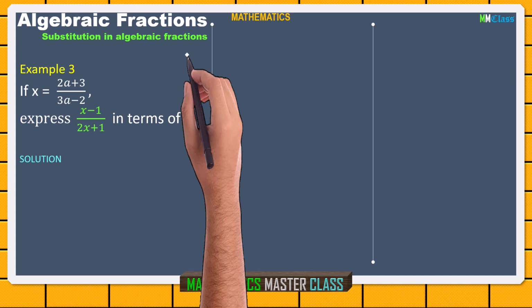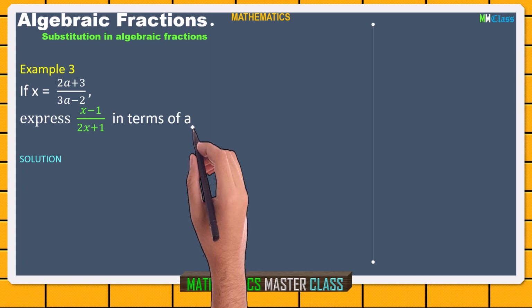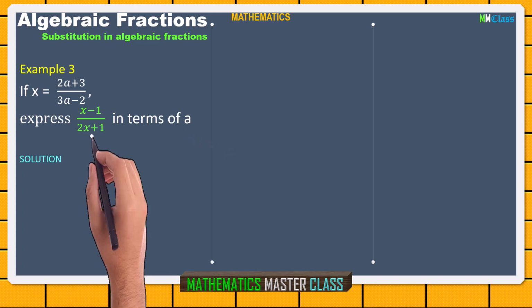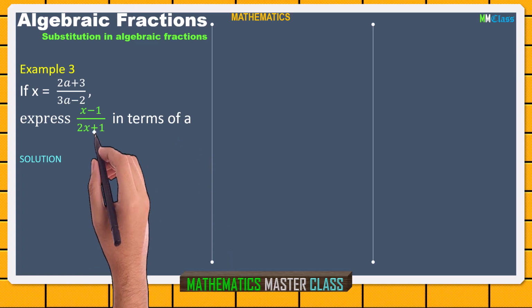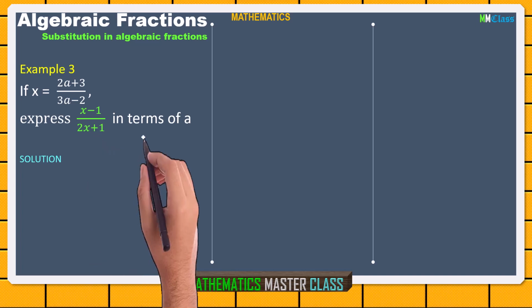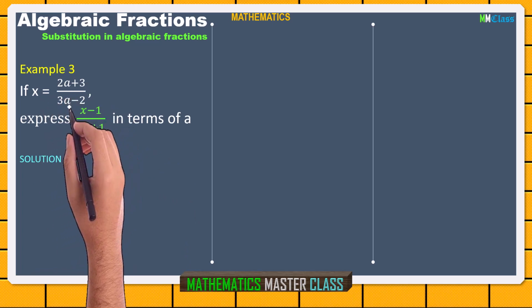If x equals (2a plus 3) all over (3a minus 2), express (x minus 1) all over (2x plus 1) in terms of a. So what it means is that our final answer should reflect a, not x. We are going to express this fraction in terms of a. So the value of x given to us is 2a plus 3 over 3a minus 2.